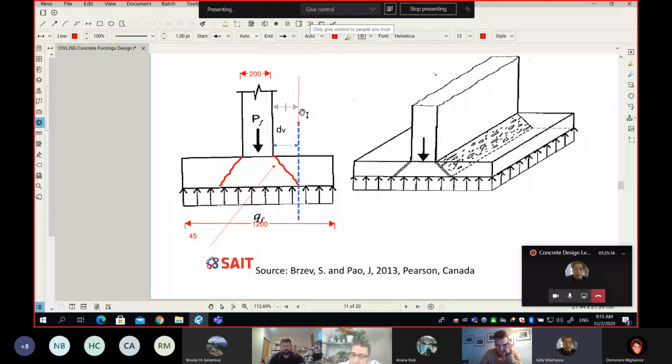180. That's your dV. So how much is left of the cantilever? Not very difficult. We are trying to find the distance from here to there, which is very simple. It is 600, which is half of the footing, minus 100 mil, because that goes to the center line, minus 180. So 600 minus 280 gives you this cantilever. And if you multiply this part by the qf, what do we get?